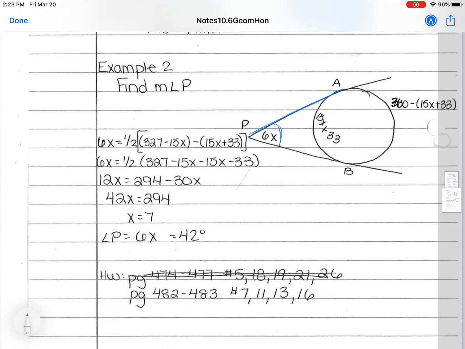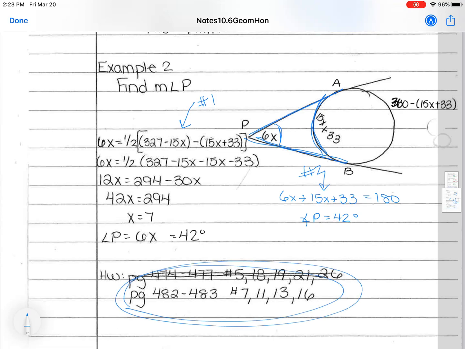Final example, angle P. So angle P, that is made up of two tangents, PA and PB. So the theorem says that that angle plus the inner angle should be equal to 180 degrees. The way that I did it right here is using the previous method, which is a tangent angle. But you can also say that 6x plus 15x plus 33 equals 180. You'll end up with the same result in the end for angle P, and angle P comes out to being 42 degrees. So you have two options. This is number 1, or you can use the new theorem, number 2 right here.